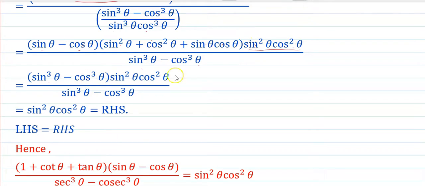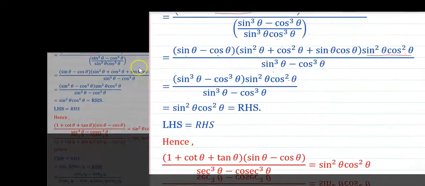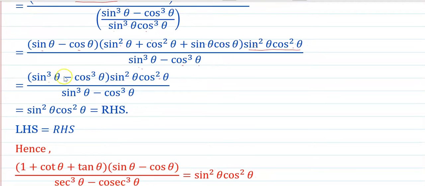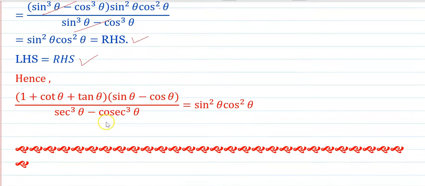And this sin square theta cos square theta as it is. Denominator sin cube theta minus cos cube theta as it is, and therefore these two terms get cancelled, and hence you are getting sin square theta into cos square theta. This is nothing but the RHS, and hence LHS is equal to RHS, and hence the result is proved.